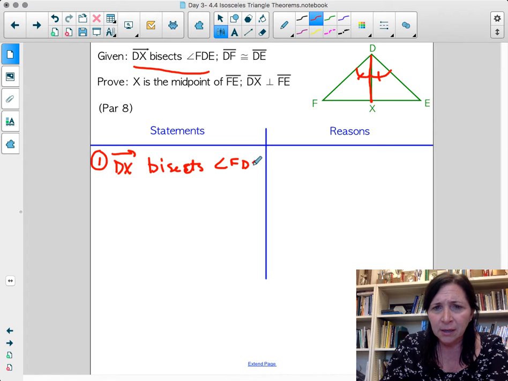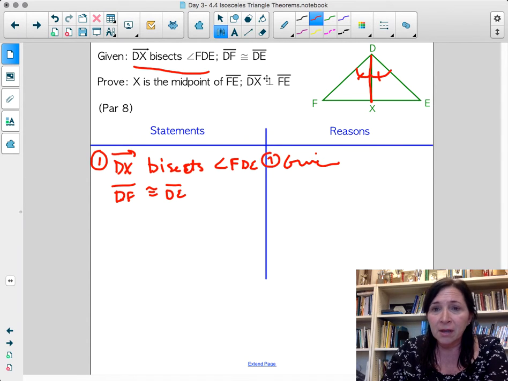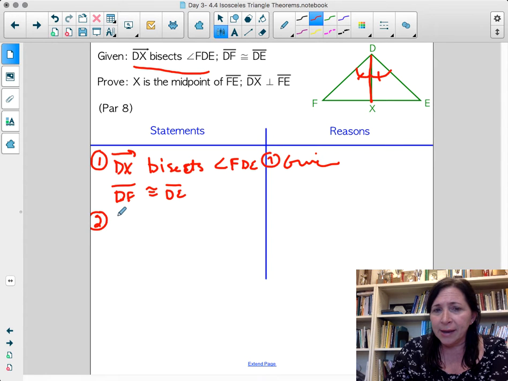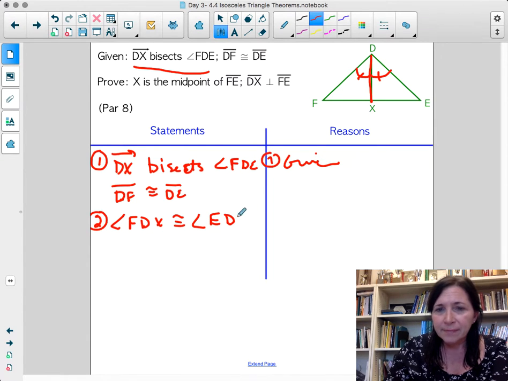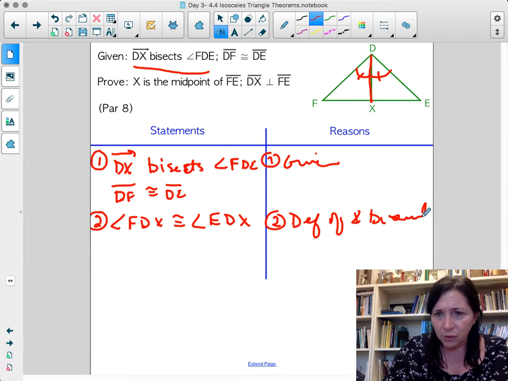You always write this: DX bisects angle FDE. And we also know that DF is congruent to DE. And that's just given. Okay, so based on what they gave me on the first line for the given, that DX bisects FDE, I now know that angle FDX is congruent to angle EDX. And number two, that would be definition of an angle bisector. And if you're writing the lines down, that would be from number one.